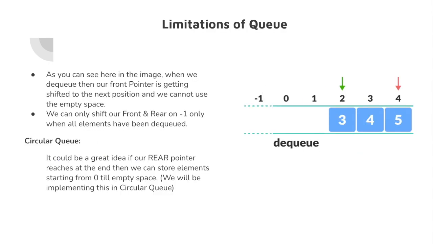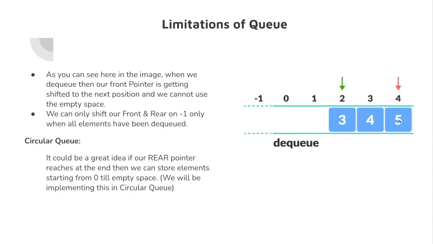Now, what are the limitations of a queue? As you can see here, we are just moving our front variable forward one by one. So these are the blank spaces. Nothing can be stored here. So this is one of the drawbacks. We cannot shift our front and rear from here to here. So this is possible as well. This could be possible using a circular queue. We can only reset our front and rear to -1 when all elements have been dequeued.